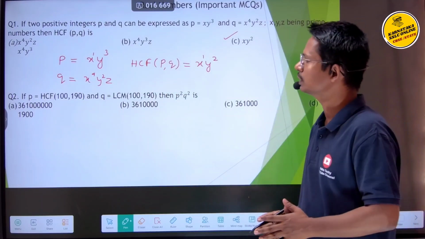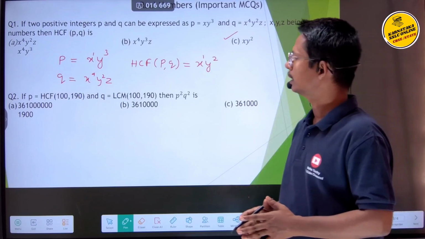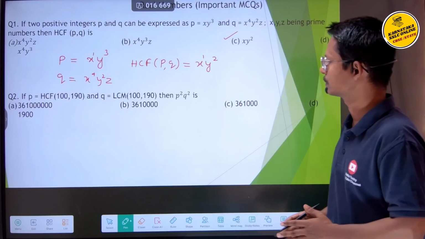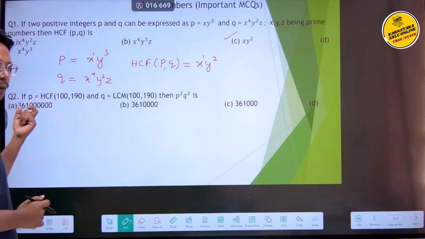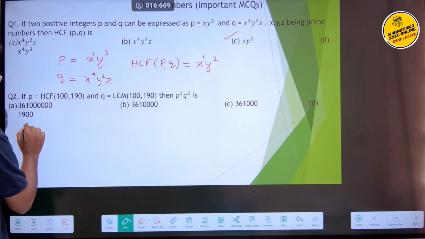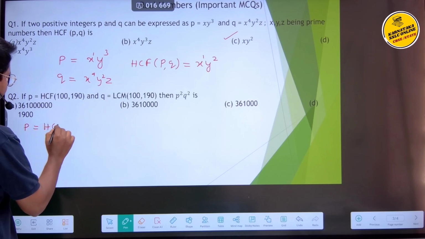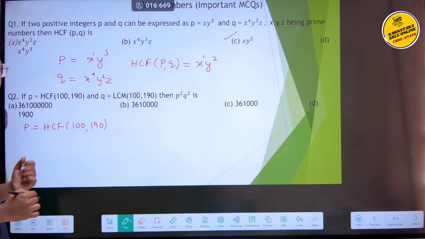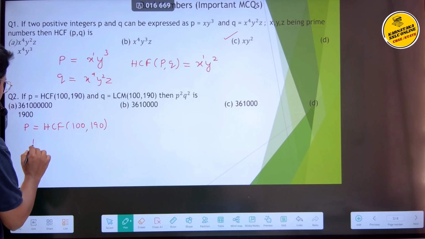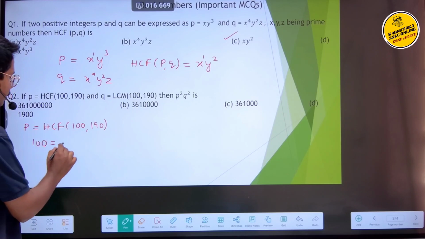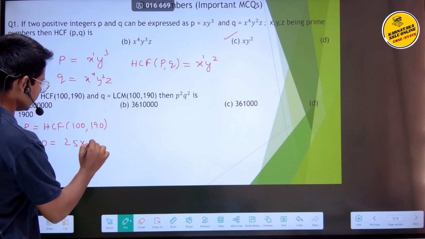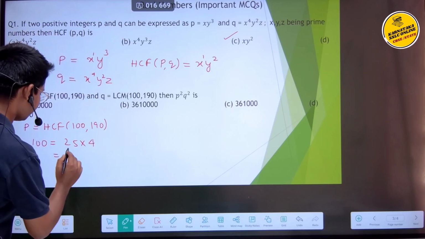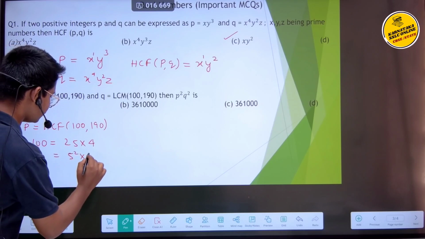Next, second question. If p equals HCF of 100 and 190 and q equals LCM of 100 and 190, then you have to find p square q square. First I'll find p. p is nothing but the HCF of 100 and 190. First I'll get the prime factors of 100. 100 I can write as 25 into 4, but these are composite. I need to express in terms of prime numbers. So 25 is 5 square, and 4 is 2 square.